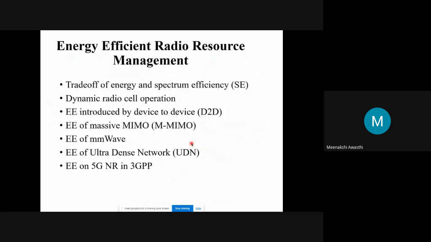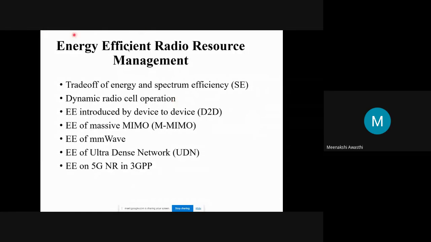So this was the first area in which we can improve the energy efficiency, by taking into consideration the spectral efficiency for a system. The second is radio cell operation, dynamic radio cell operation. This is the second area in which we can improve energy efficiency.